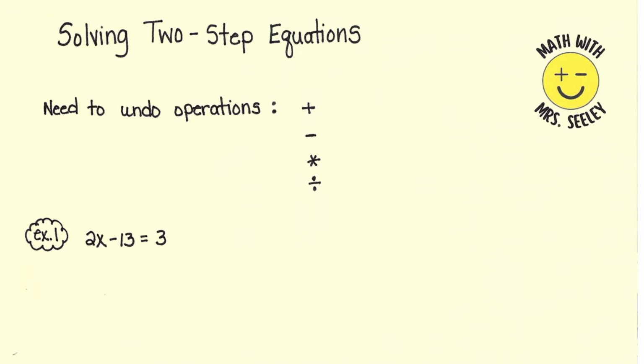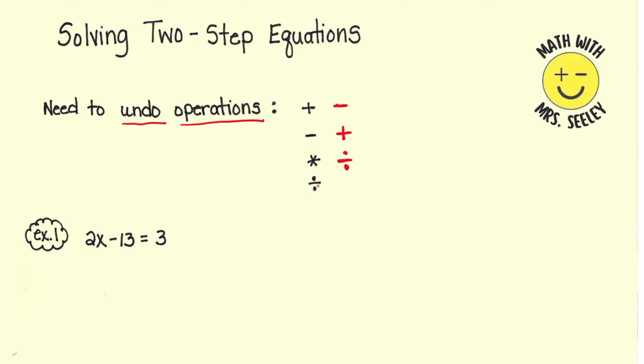When you're solving an equation, any equation, you're trying to solve for the variable. To do this, you need to undo whatever operations you have. If you have addition, you're going to do subtraction. If you have subtraction, you'll do addition. If you have multiply, you're going to divide. And if you have divide, then you will multiply.